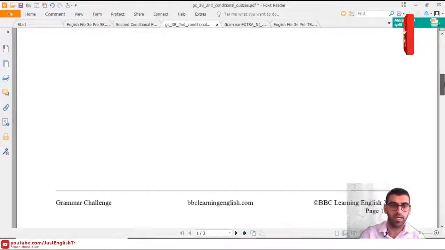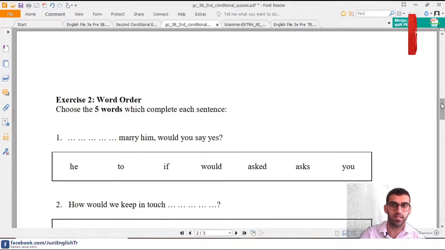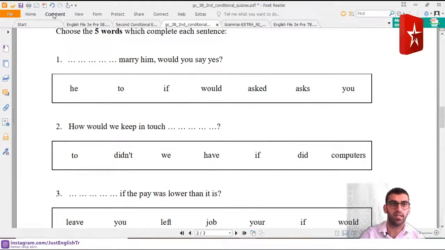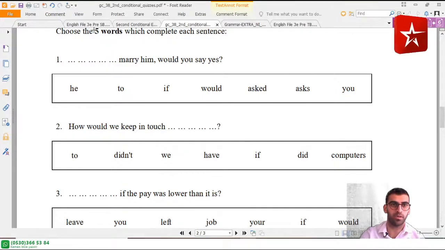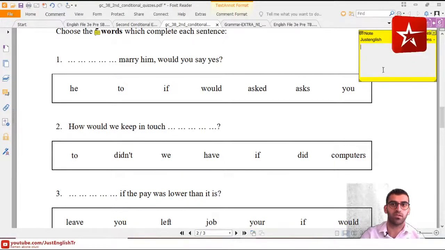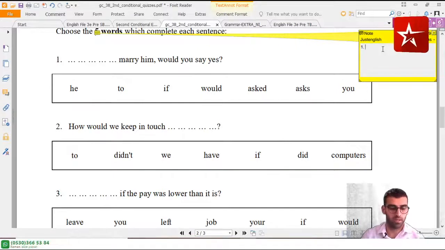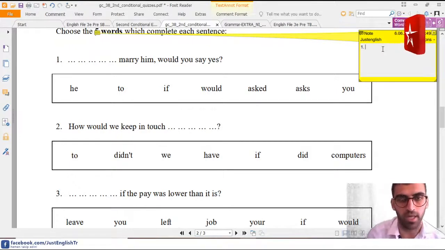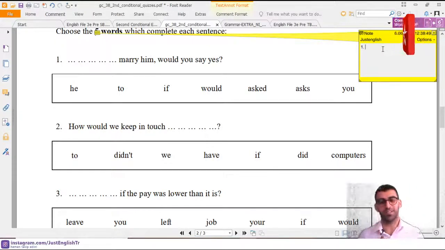Great. And let's continue with the second part, exercise 2, word order. We have to make the sentence by choosing 5 words. Okay, 5 words we have to choose here and write the correct answer for number 1. So for number 1, what should we write here? Marry him, would you say yes? Okay, so that is a really good sentence to make.